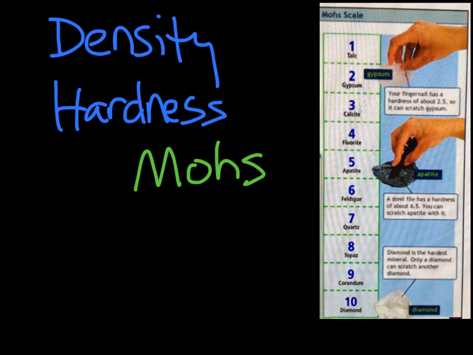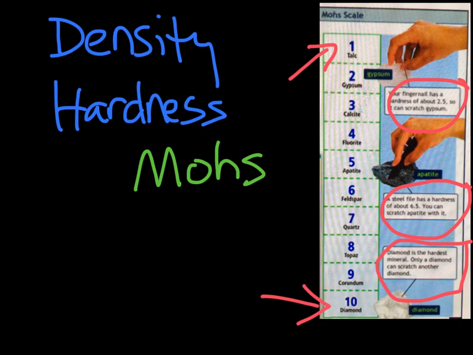On the right here is the Mohs scale. Remember that number 1 is talc, number 10 is a diamond, and those go from the softest to the hardest. Your fingernail is about a 2.5, a steel file is about a 6.5, diamond being the hardest mineral.